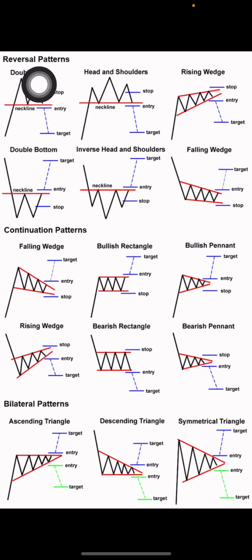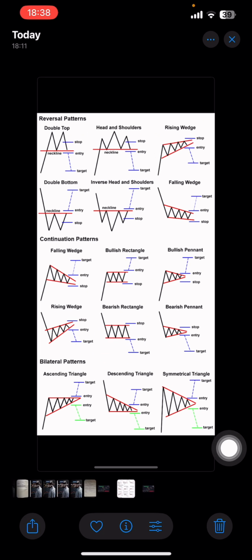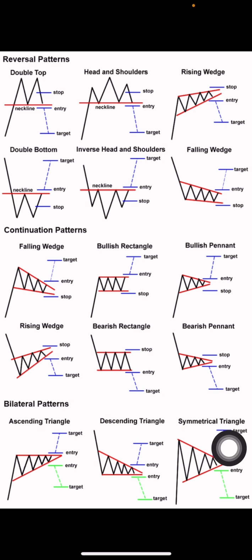So I'm going to start with the reversal patterns, which are double top, head and shoulder pattern, rising wedge, double bottom, inverse head and shoulder, falling wedge. Continuation patterns: falling wedge, bullish rectangle, bullish pennant, rising wedge, bearish rectangle, bearish pennant. Bilateral patterns: ascending triangle, descending triangle, symmetric triangle. All these patterns always showcase themselves in our charts.